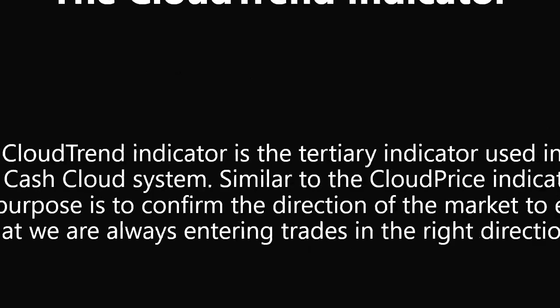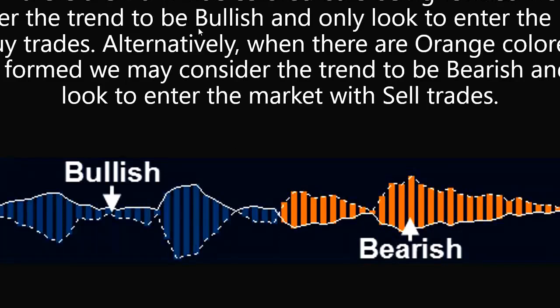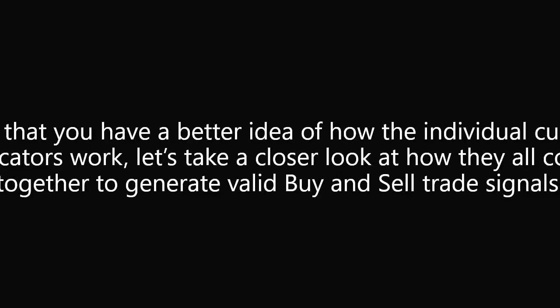Now, the next indicator is the cloud trend indicator, and this is the third indicator used in the cash cloud system. Similar to the cloud price indicator, its main purpose is to confirm the direction of the market to ensure that we are always entering trades in the right direction. So, as you'll see on the image here, when there are dark blue colored bars being formed, we consider the trend to be bullish and we only look to enter the market with buy trades. Or when there are orange colored bars being formed, we consider the trend to be bearish and only look to enter the market with sell trades.